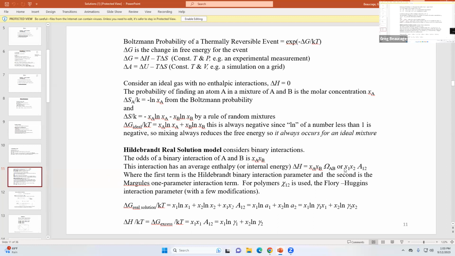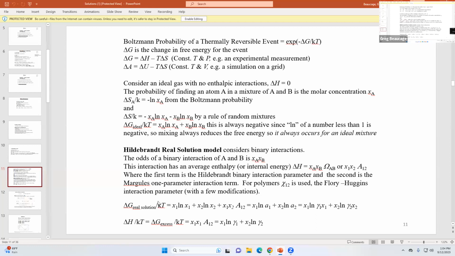It's just binary interactions. So if you want to know how many 1-2 interactions I have, it's going to be proportional to the probability of finding a 1 times the probability of finding a 2. That's how many 1-2 interactions I should have if the world's fair. So this can be omega for the Hildebrand, it can be A for the Margules one-parameter, and then that can be the chi parameter for polymers.